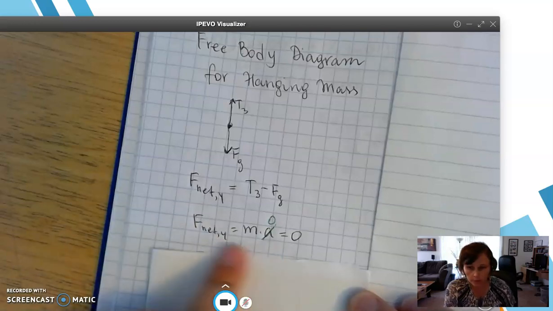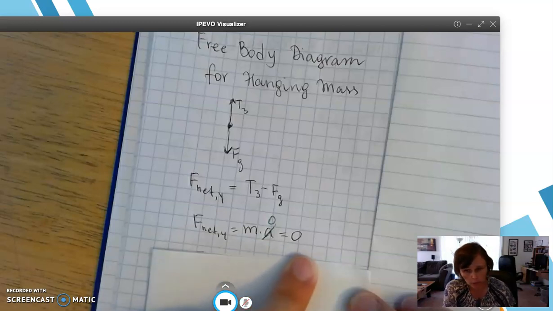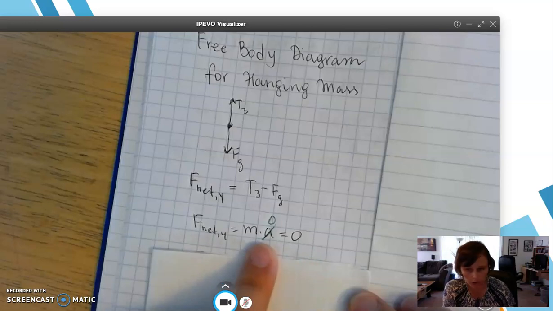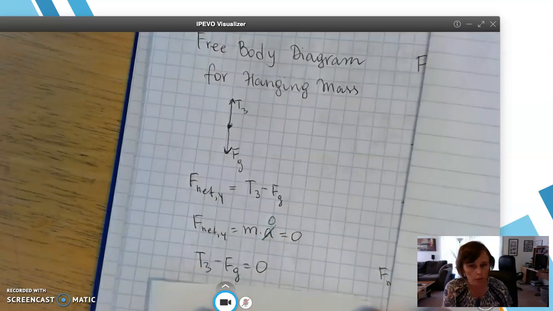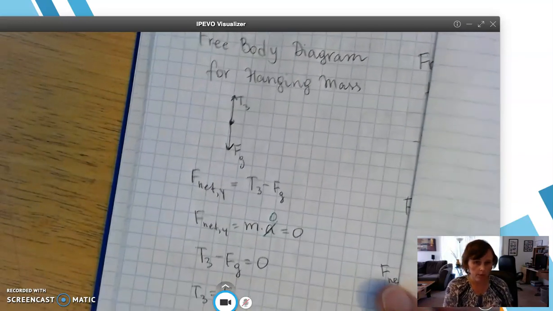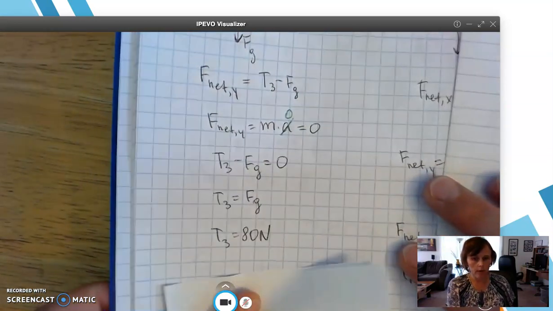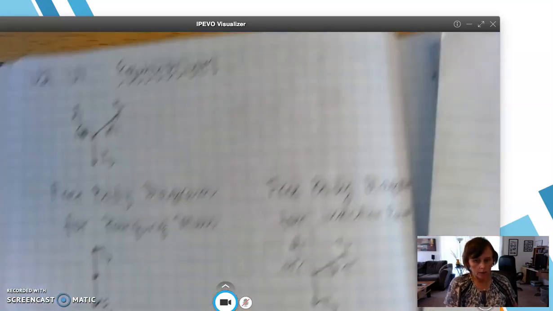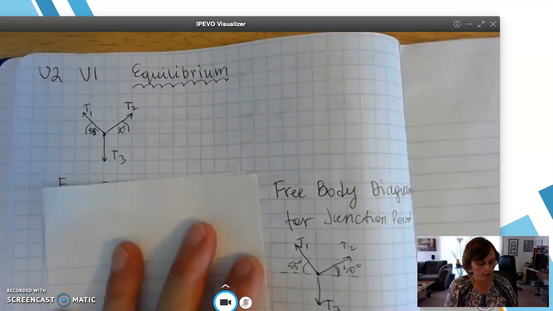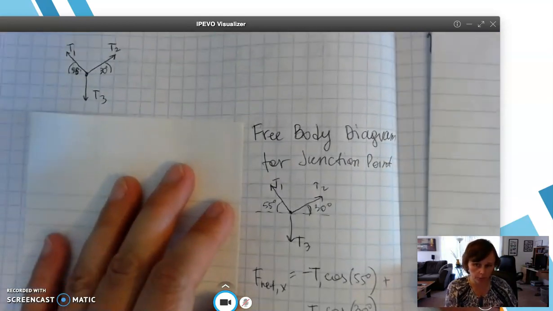The second equation for the net force in the y direction will be Newton's second law, which is ma, mass times acceleration, and it equals 0 because acceleration is 0. Using these 2 equations, we can solve for T3, and T3 is equal to Fg, which here is equal to 80 newtons.